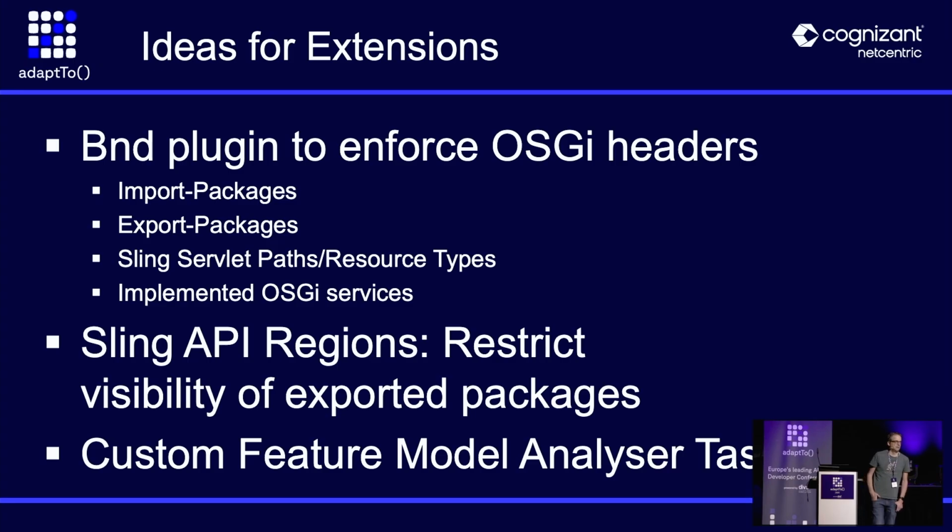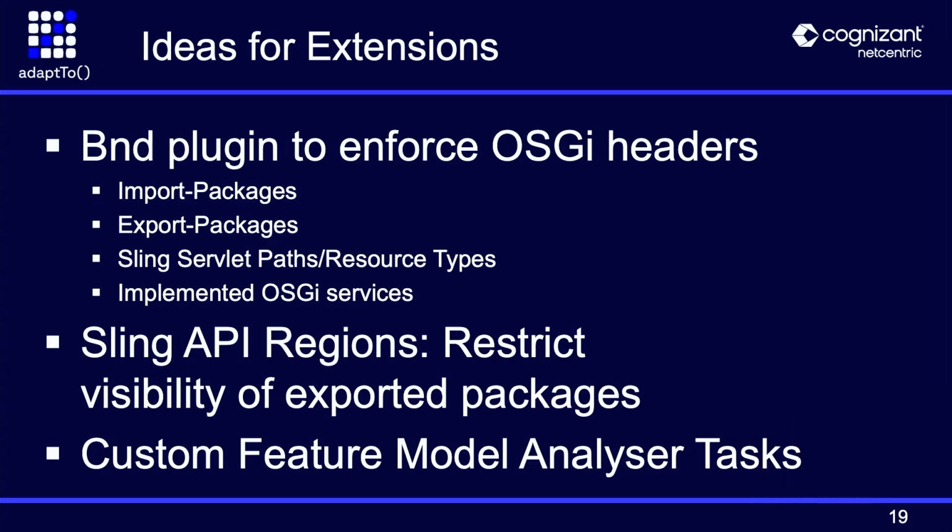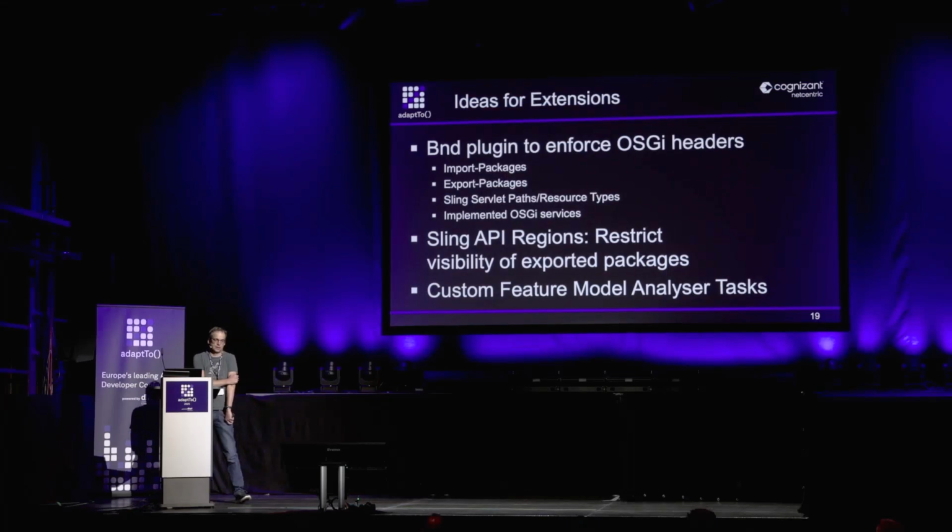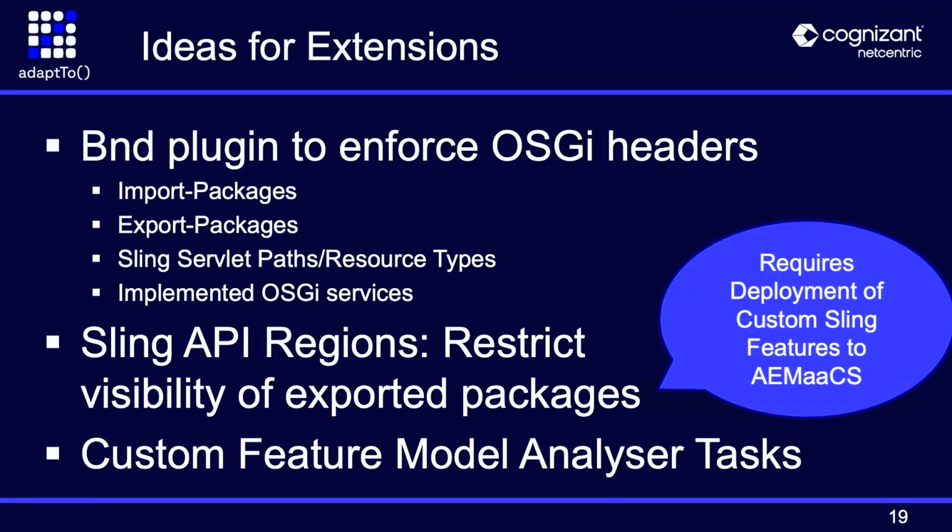So what is still missing is, from my perspective, a BND plugin, which evaluates OSGi headers directly on the OSGi bundle level. So for example, import packages, export packages, Sling servlet paths, resource types you register for, or which OSGi services are being implemented. Let's skip the part around Sling API regions. There are some interesting ideas in that. Unfortunately, Sling API regions are only usable by Adobe right now because you cannot directly deploy a Sling feature. You always deploy a content package only.